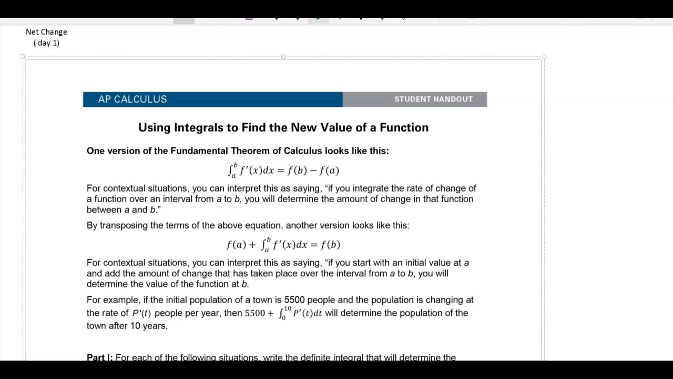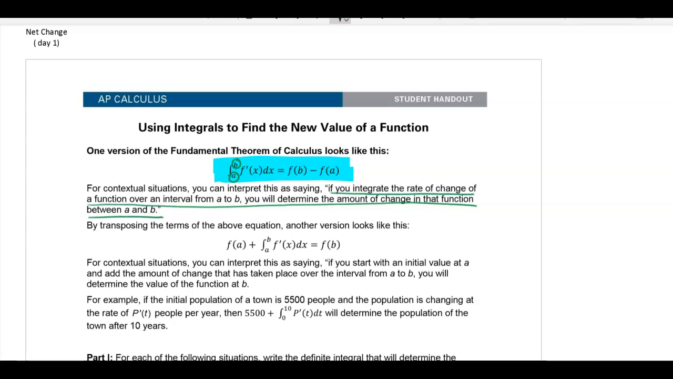We're starting with the fundamental theorem of calculus. You can think of it as the integral of a derivative just gives you the function, and you do f of the top limit minus f of the bottom limit. This is another way to think: if you integrate the rate of change of a function from a to b, you'll get the amount of change. What we end up with is this, if we rearrange and add f of a to both sides.